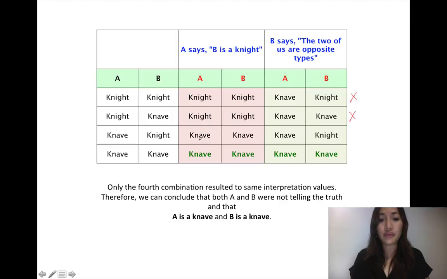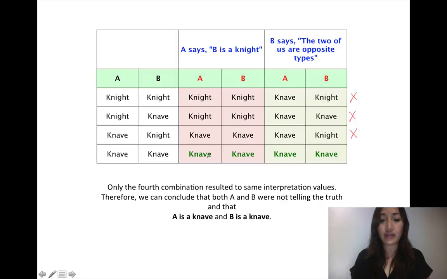For the third row, for the first scenario, I get A as a knave and B as a knave, and A as a knave and B as a knight for the second scenario. Looking at this, I get different values for B, so this is also invalid.